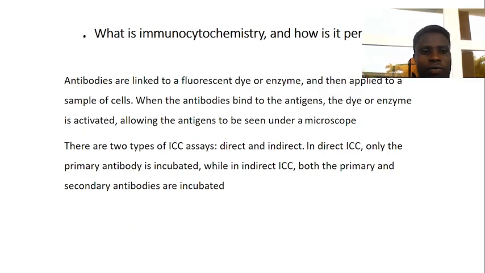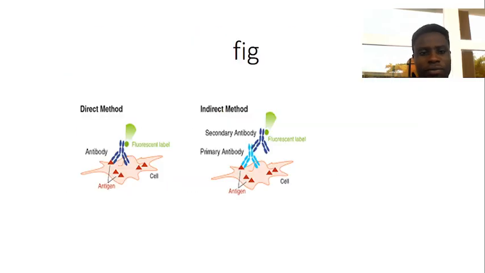Firstly, immunocytochemistry uses antibodies tagged with fluorescent dyes or enzymes, which are applied to a sample of cells. When the antibody binds to antigens, there is an activation that allows the antigen to be seen under the microscope. Here there is a picture that describes how immunofluorescence works. There are direct and indirect methods.